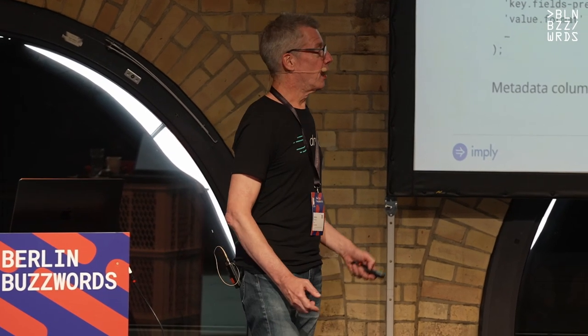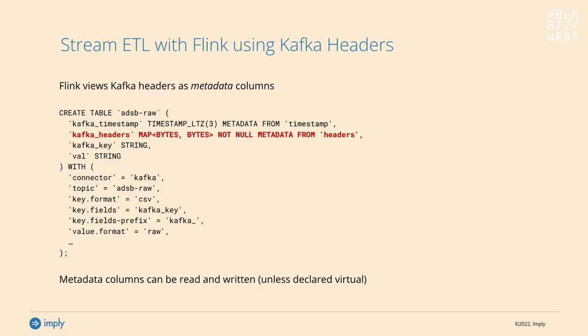So this is how it looks in Flink. You have your Kafka headers. It's a map from byte to byte declared as a metadata column. For metadata in Flink, there are specific tags. So when you say here FROM headers, this is one of them. You can get metadata from the timestamp, from the headers, from anything in there.